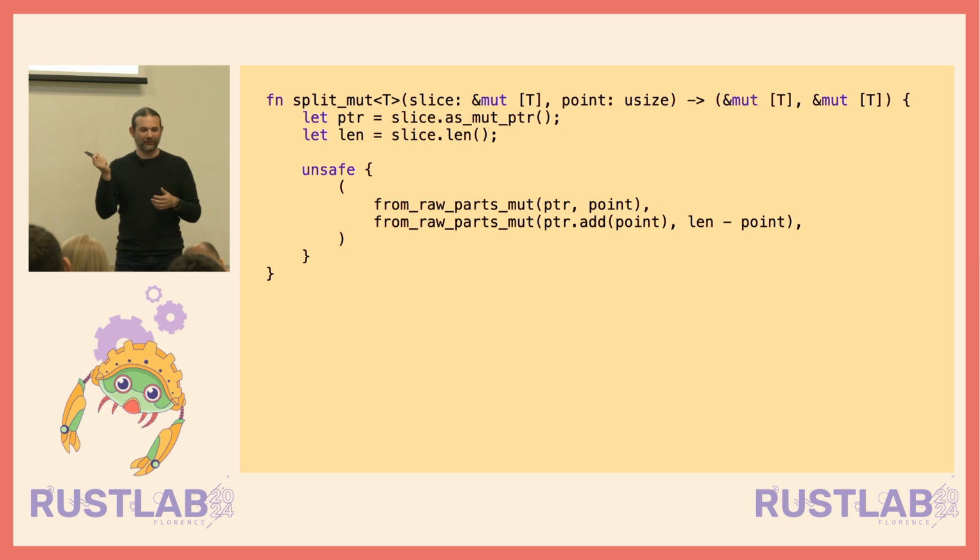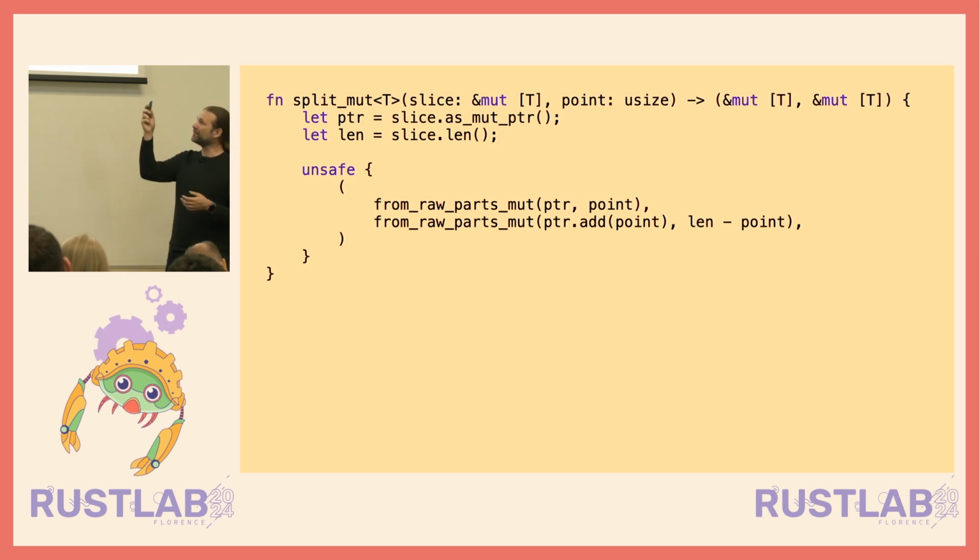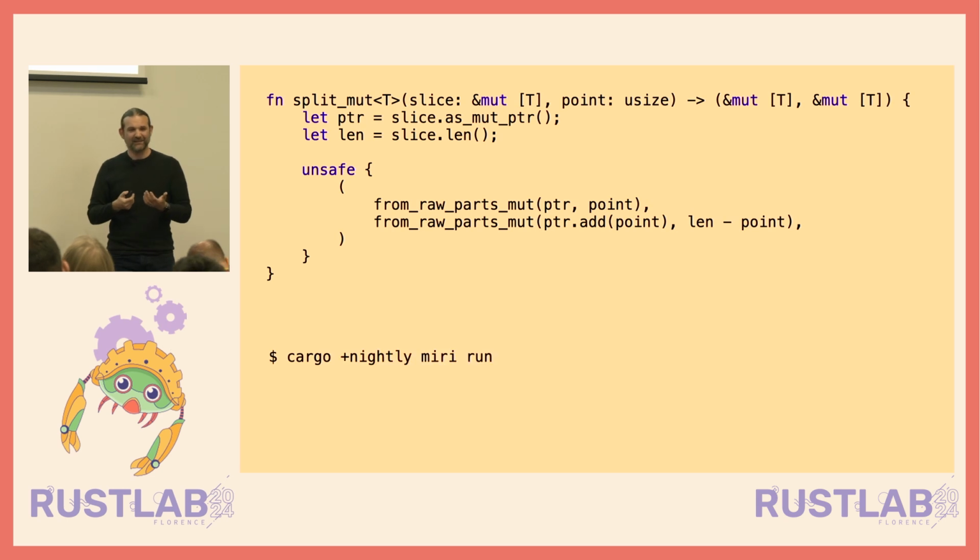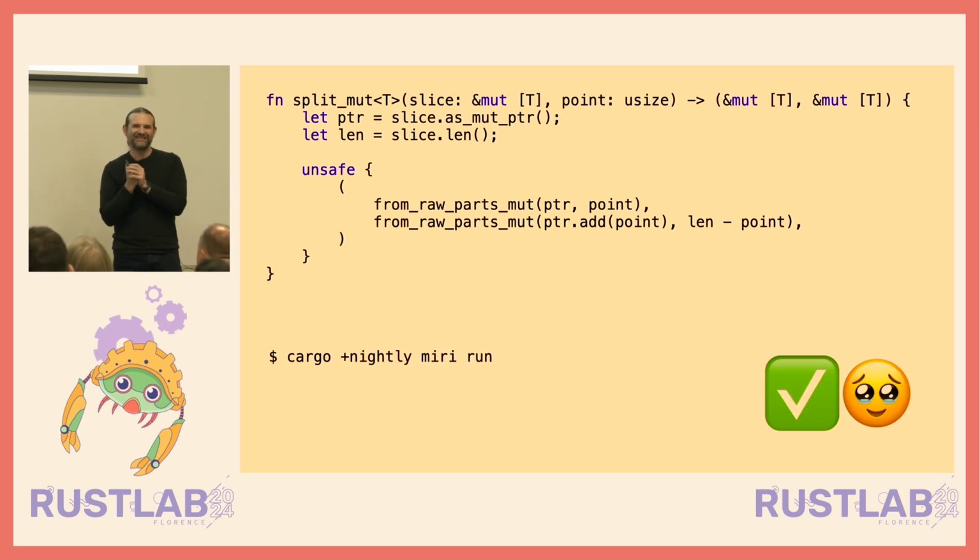If I look at the split_mut function, it's a little bit different. I now use a method as_mut_ptr. If I run this with Miri, Miri is very happy with me. This doesn't cause undefined behavior.